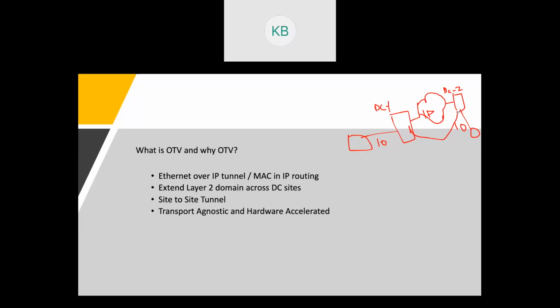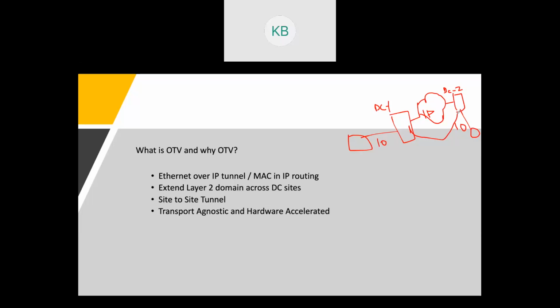Transport agnostic and hardware accelerated. OTV can carry almost any kind of traffic. Also, it can be transported over any network. It could be MPLS, it could be a dark fiber, it could be a simple internet. You can transport OTV packets over any network. That's why it is called transport agnostic.